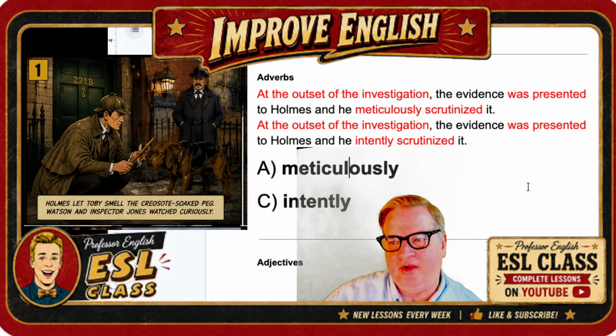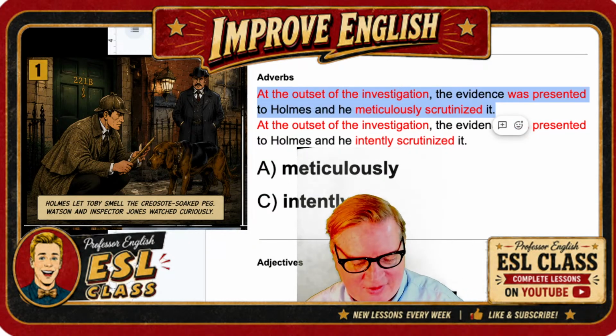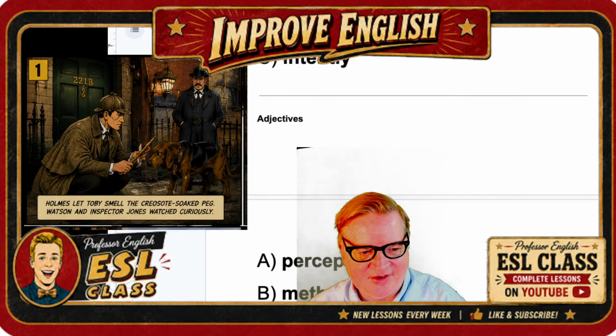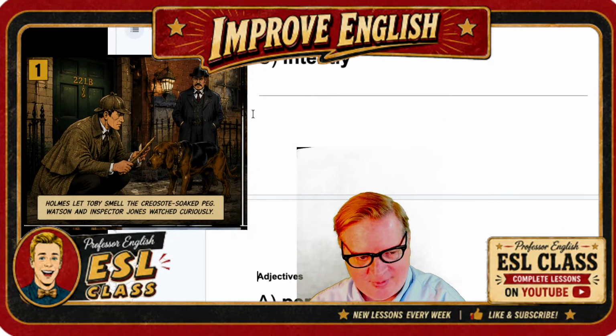Okay, which one do you think we should use? Meticulously or intently? Which one is better? I go for meticulously. You like that word? You like the big words? He likes his big sentences.